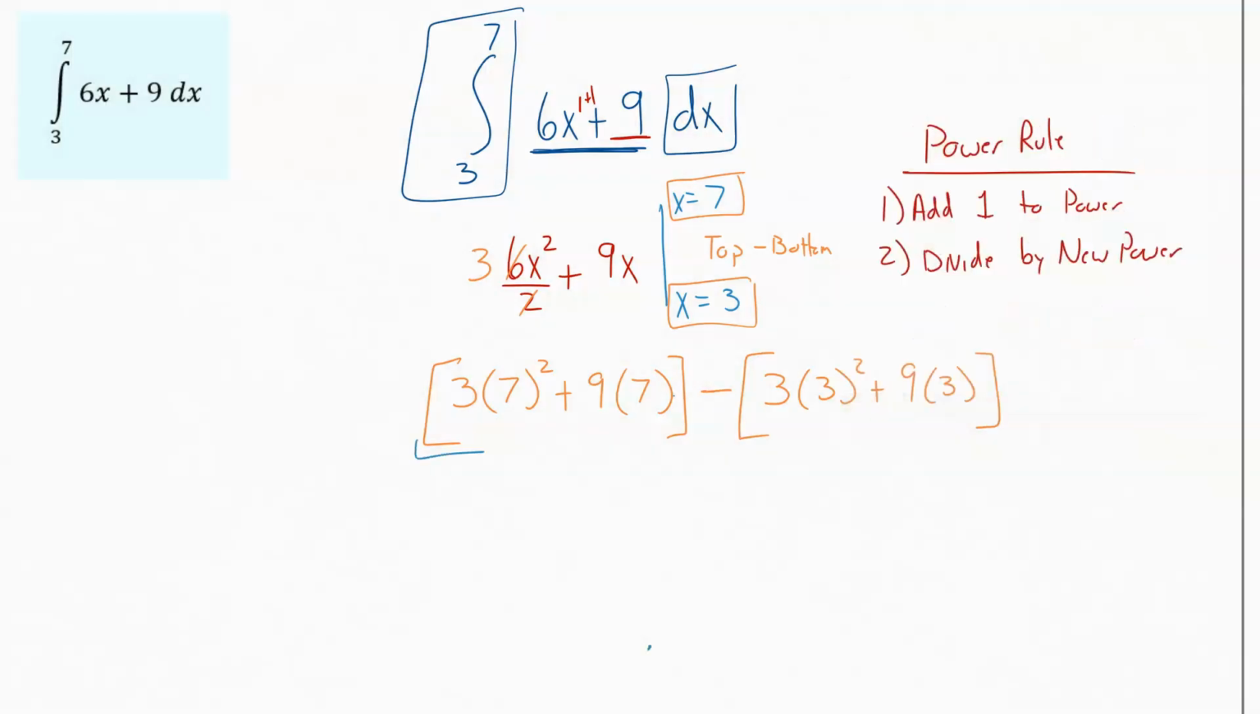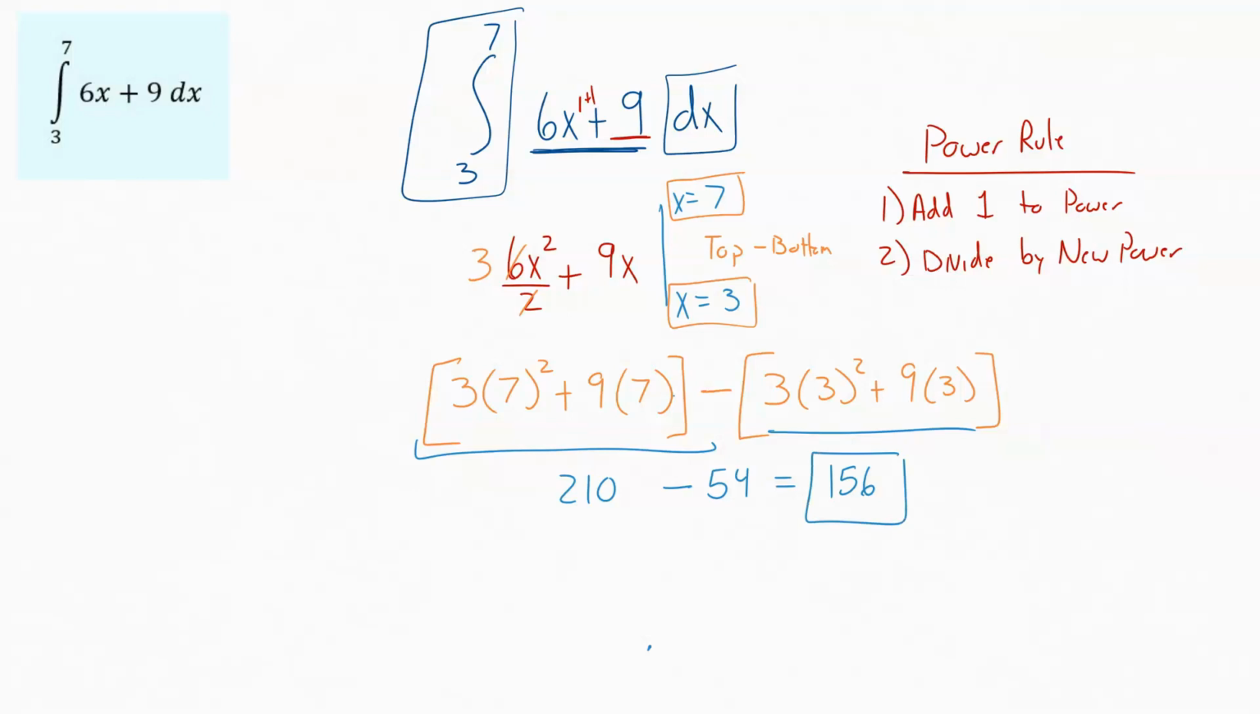So then this front piece ends up giving us a total of 210 when we plug that in. Subtract off, this back piece ends up giving us a total of 54. Subtracting those two from each other, and we end up with 156 for our final answer for this definite integral. So the area between the curve and the x-axis between 3 and 7, the net result is 156.